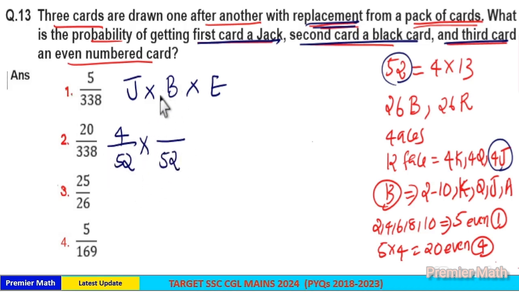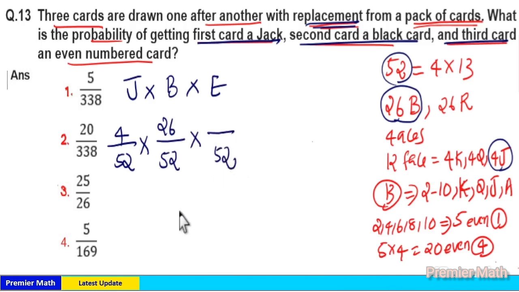Now getting a black card from these 52 cards. There are 26 black cards in 52 cards. So 26 out of 52 is getting 1 black card from these 52 cards. Again, you are putting it back. So 52 cards remaining. Now getting an even numbered card. There are a total of 20 even numbered cards in 52 cards. So 20 out of 52 is getting 1 even numbered card from these 52 cards. Now this arrangement can be done in only one way. That is, first jack, second black, third even number.